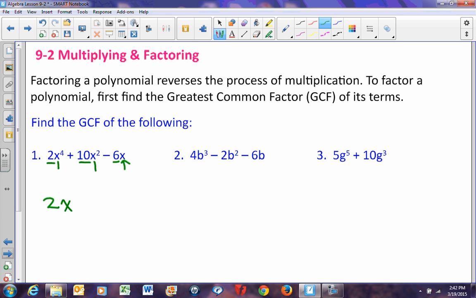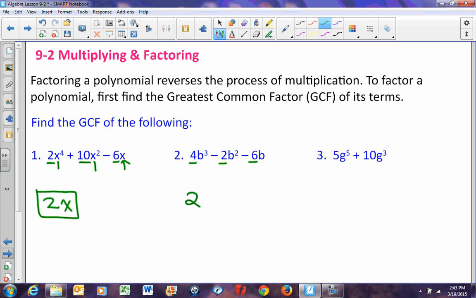So my greatest common factor of 2x to the fourth plus 10x squared minus 6x is 2x. So there's my greatest common factor. Problem 2 here. Again, I have to find the largest number that divides into 2, 4, and 6, which is 2.